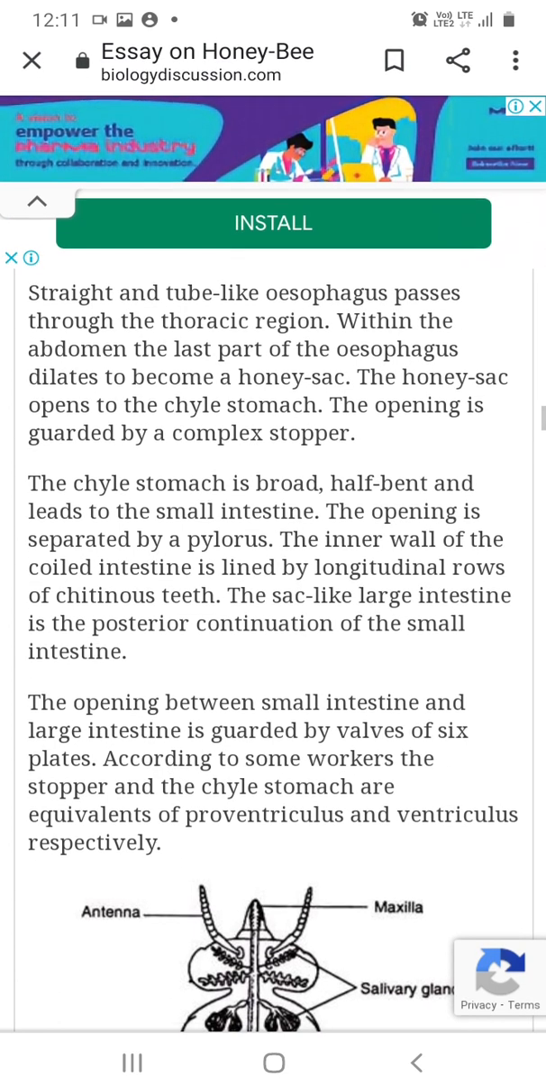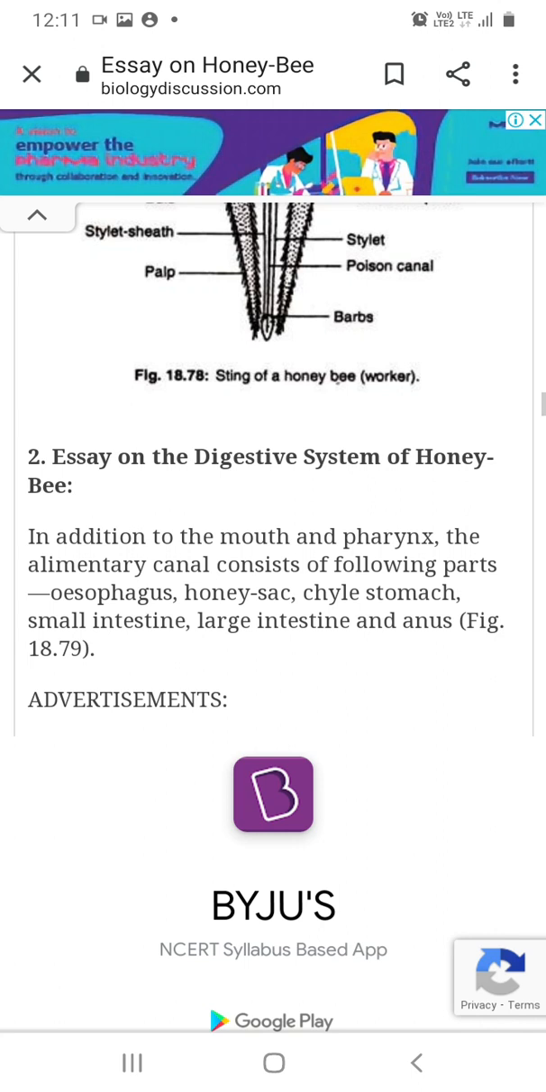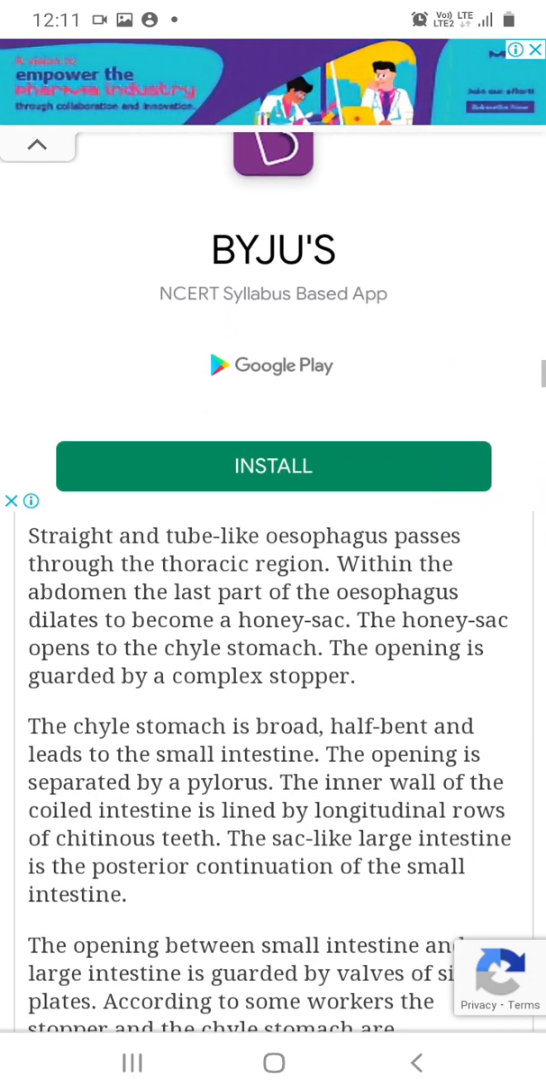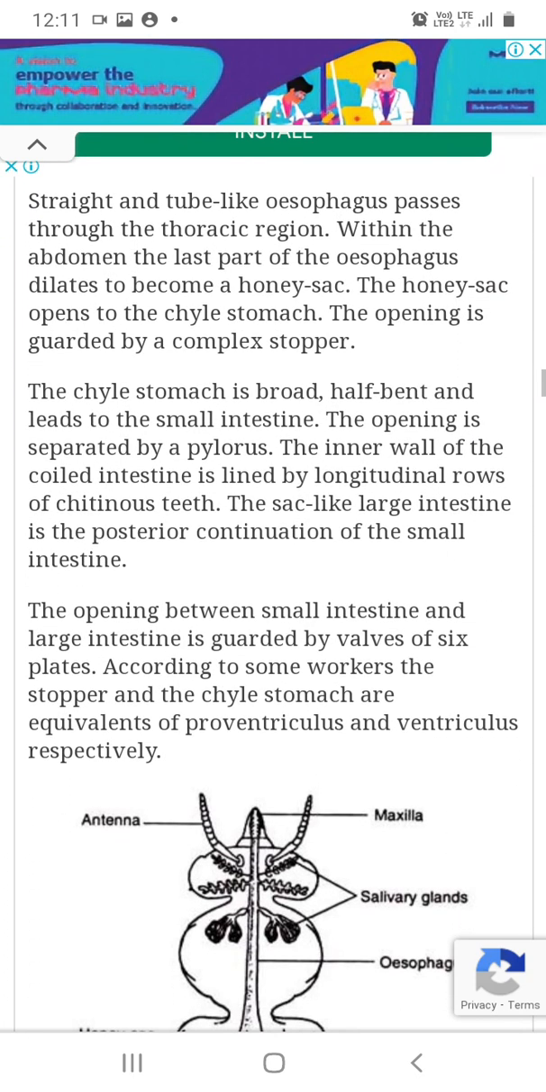So we can say that in addition to mouth and pharynx, the alimentary canal consists of esophagus, honey sac, stomach, small intestine, large intestine, rectum, and anus. The alimentary canal is straight and tube-like. The esophagus passes through the thoracic region. Within the abdomen, the last part of the esophagus extends or dilates to become a honey sac. The honey sac opens into the stomach.